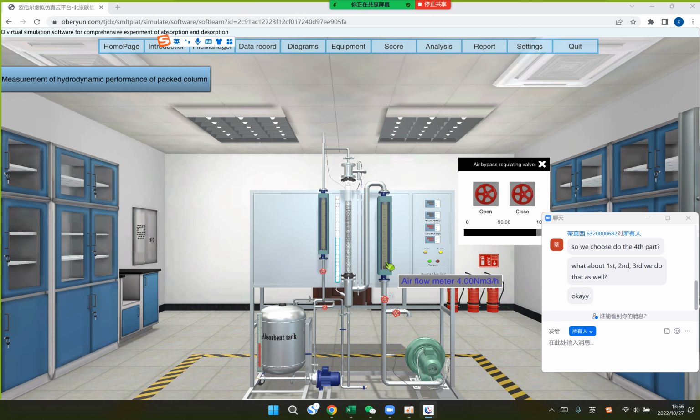Actually N here means normal. And it means it's for the normal condition for the meter. For each kind of meter, it has a constant measuring environment. So the normal condition for this meter means 20 Celsius degree and 1 atmosphere.